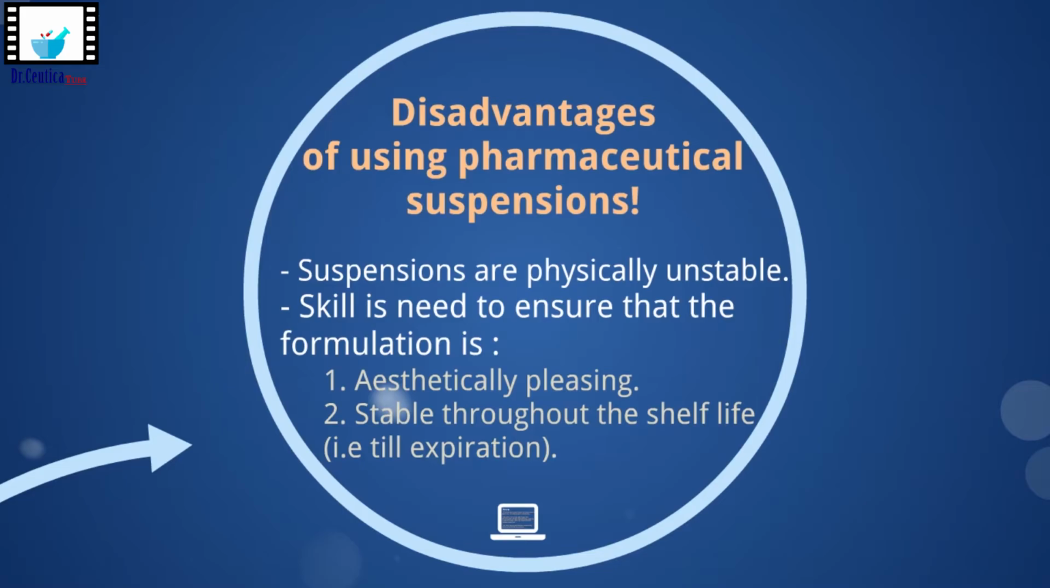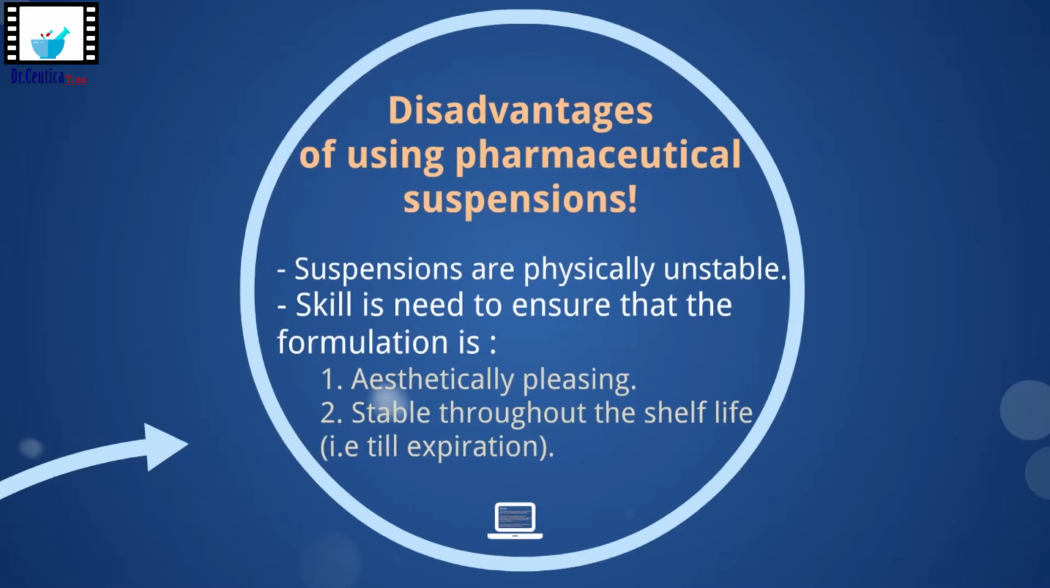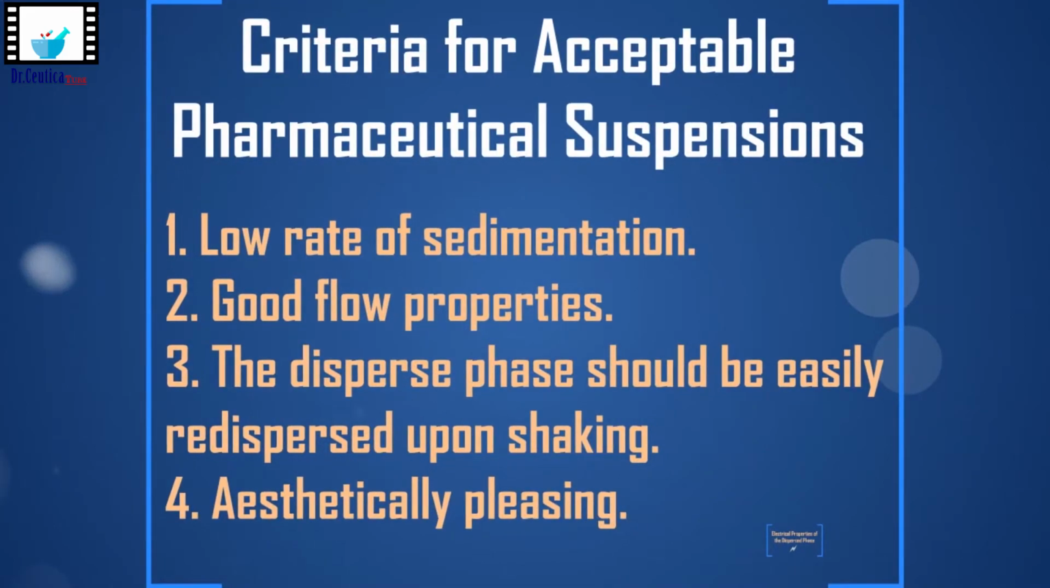Generally, acceptable pharmaceutical suspensions have the following criteria. One is having a relatively low sedimentation rate, and two, having good flow properties. These two ensure that the correct dose can be easily removed from the container, and this is the main point of having a dosage form in the first place.